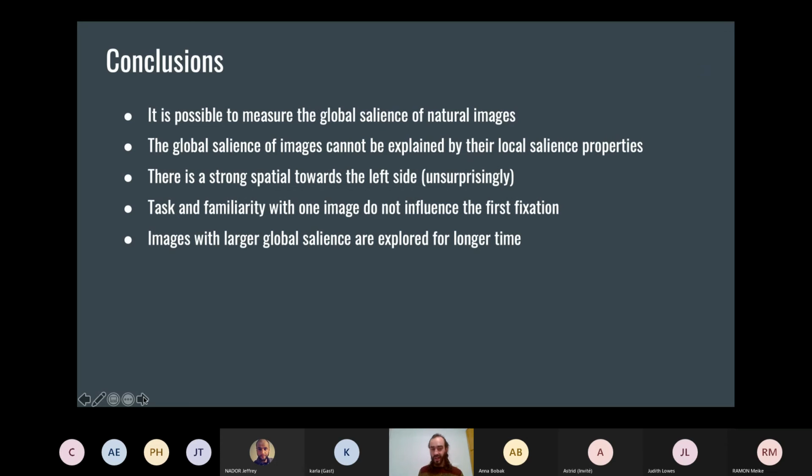Images with large global salience are explored for a longer time. I will also comment here, which I didn't include in the slide, that images that have faces or human figures in them are the ones that are fixated first in the trial.